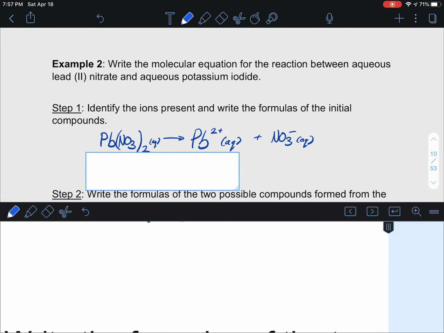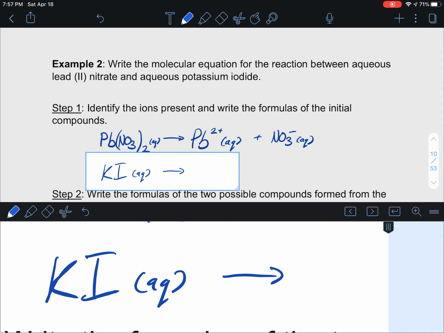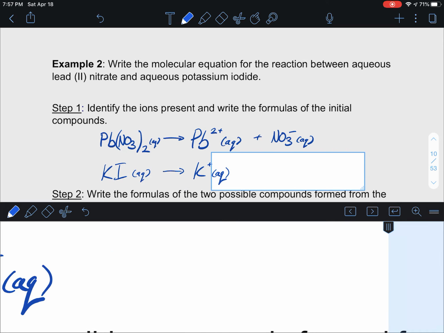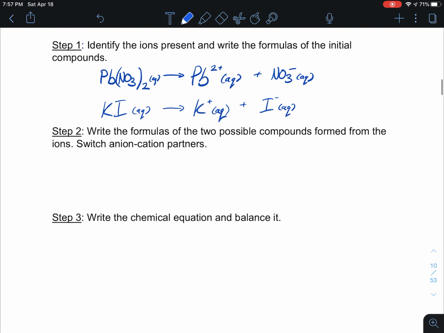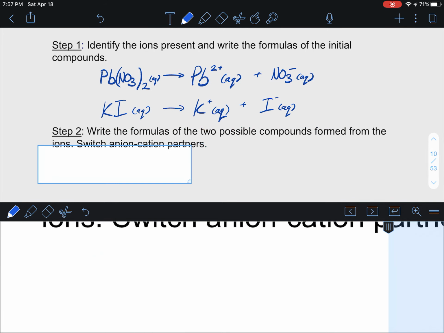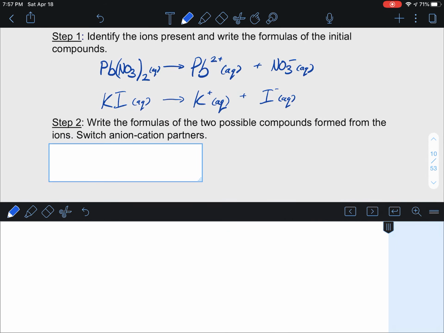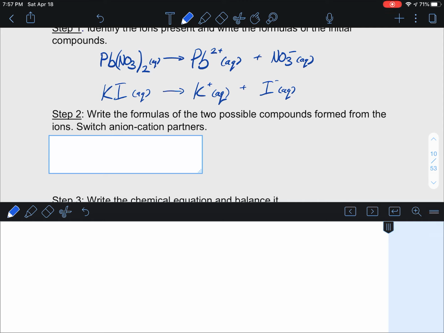And then the other chemical we have is potassium iodide, which is aqueous. When potassium iodide is placed in solution, the solution suddenly contains potassium ions and iodide ions. I'm now realizing that this is the chemical formula for that yellow compound we were talking about in the previous example. That yellow rain was lead iodide. Oh well, I think I said lead chloride in the last video.